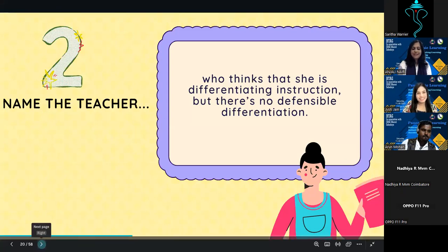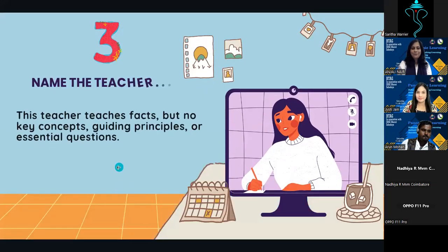The last question. No, not the last question. Question number 3. Name this teacher. This teacher teaches facts, but no key concepts, guiding principles, or essential questions. Here we have Miss Vidya to answer first as Miss Castle, followed by many other participants. We have an enthusiastic educator group over here answering correctly, except a few who are going not by Miss Castle, rather Miss Appleton. So it's correct. It's Miss Appleton.